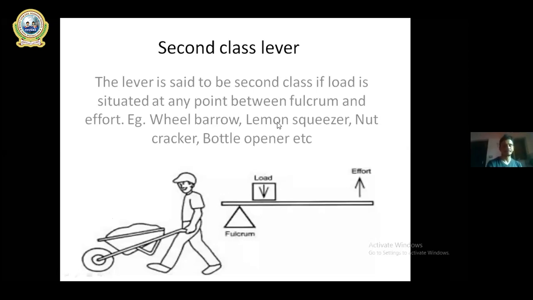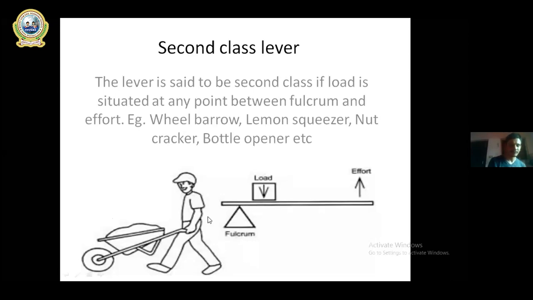Examples: wheelbarrow, lemon squeezer. These are examples of the second class lever. Wheelbarrow, lemon squeezer, knot cracker. Knot cracker means that which is used to crush knot. Bottle opener. These are some examples of the second class lever.